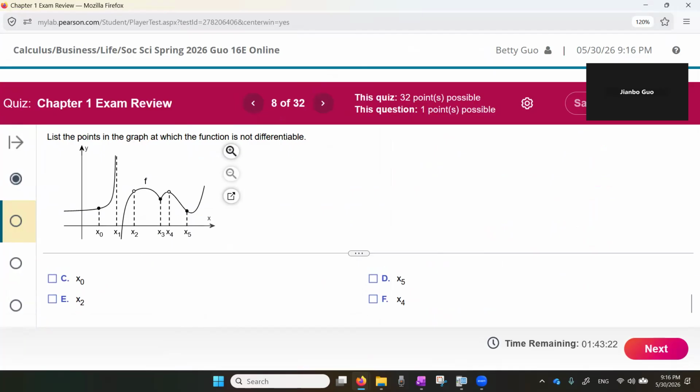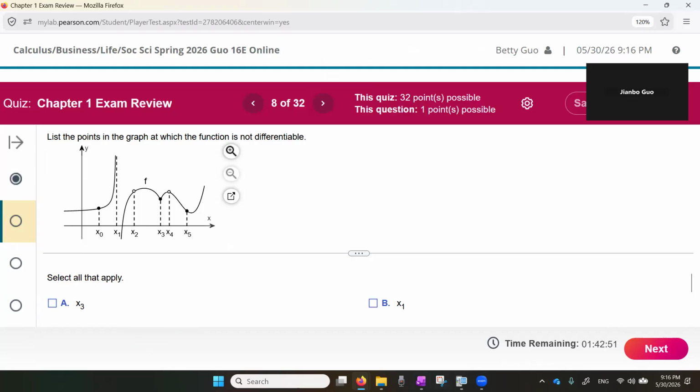Let's look at this graph, x0. Which point is the function not differentiable? We are looking for the point at which the function does not have a tangent line. This one, obviously, we can draw a tangent line easily, right? So let's look at x1. At x1, the function is not continuous.